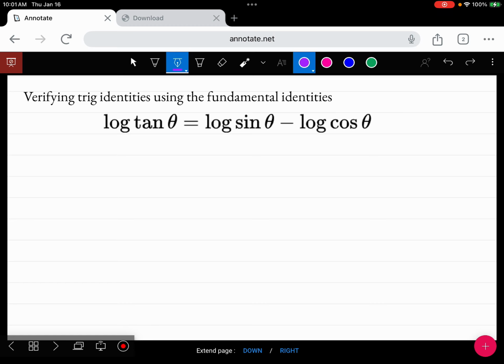What do we remember about logs and like minus signs like that?